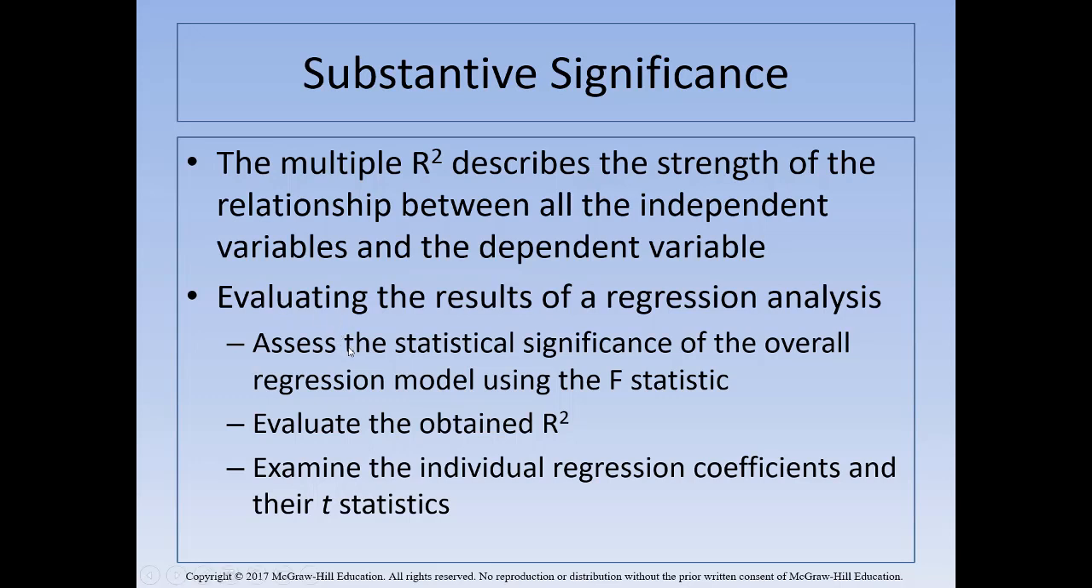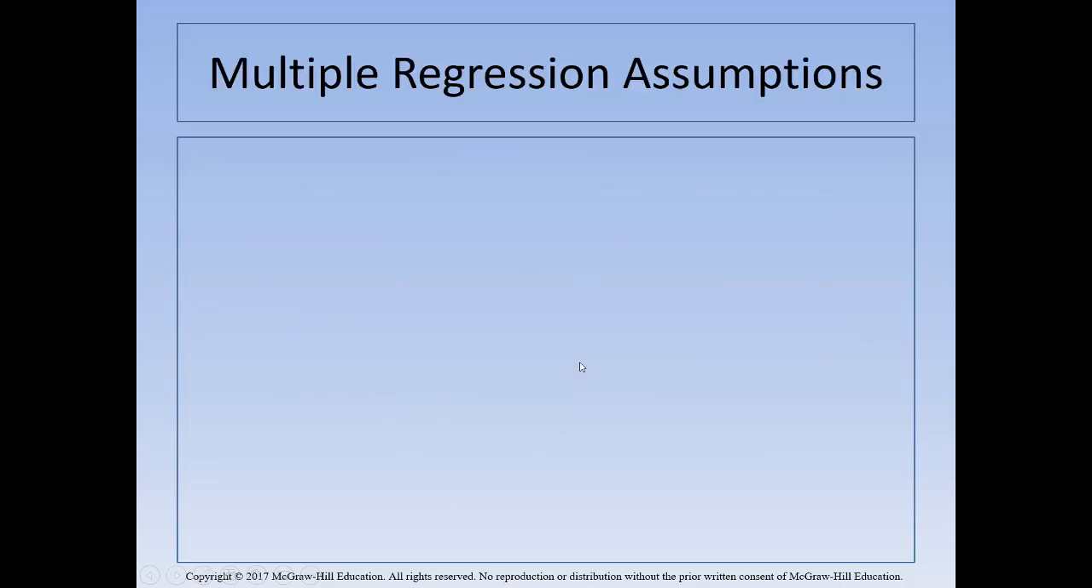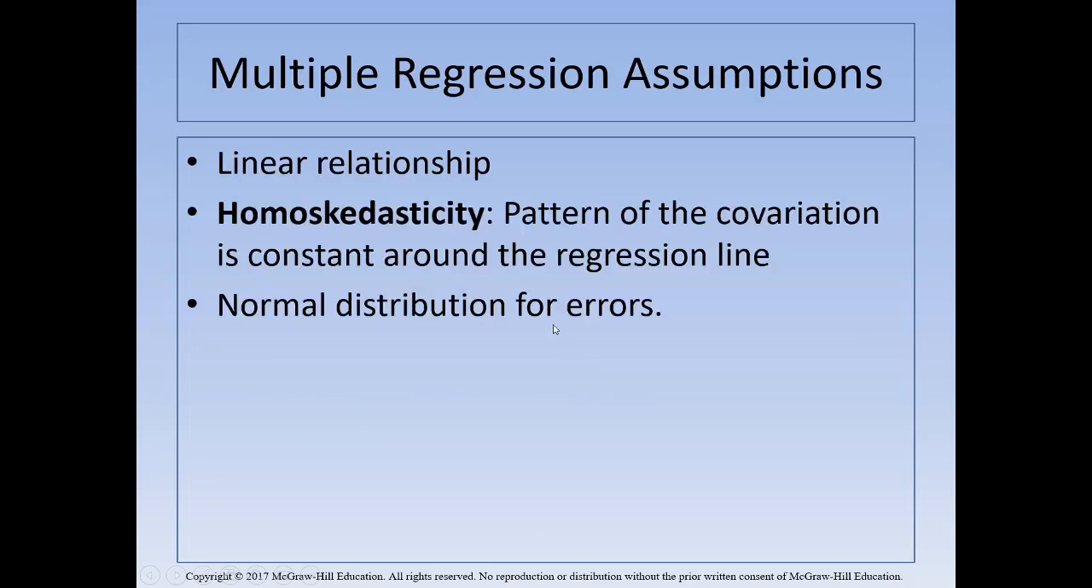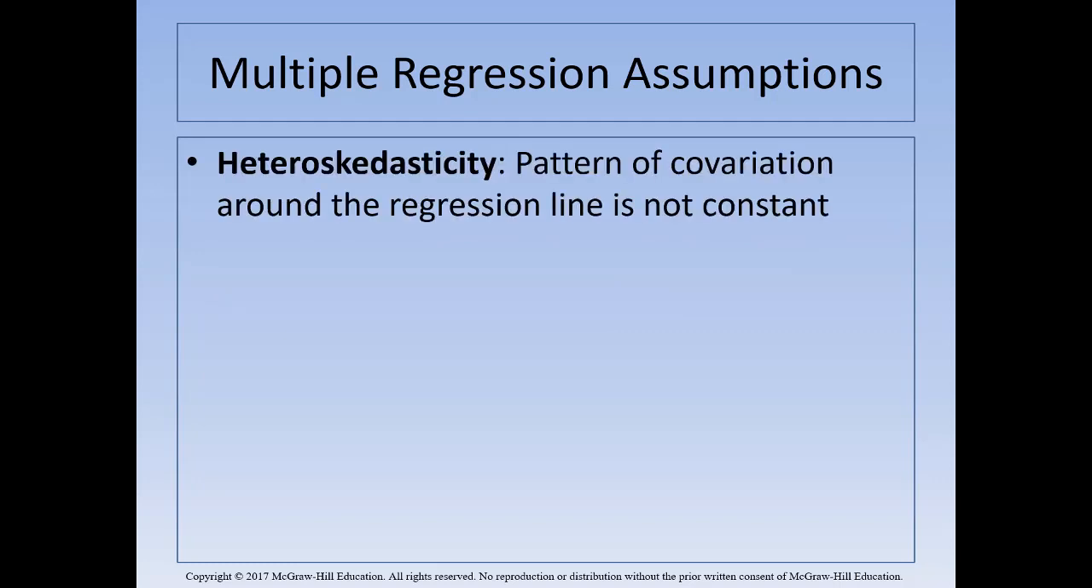Now, generally when we do a regression, we'll look at the overall F test. We will look at the R squared to see how much variance is explained. And then we will do the individual tests on the individual beta coefficients with the t-test. The assumptions are exactly the same as before. We've got a linear relationship. We don't have a curved relationship. And we have homoscedasticity, not heteroscedasticity, and our errors are normal. So errors are normal and they don't change as our x's increase.